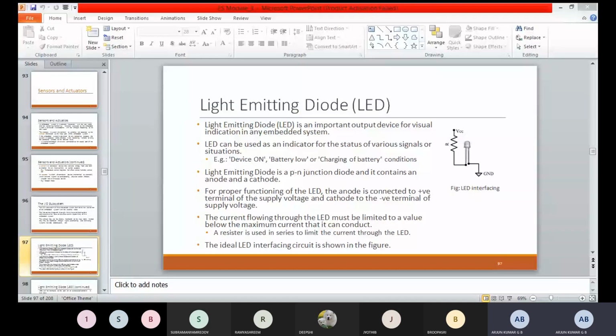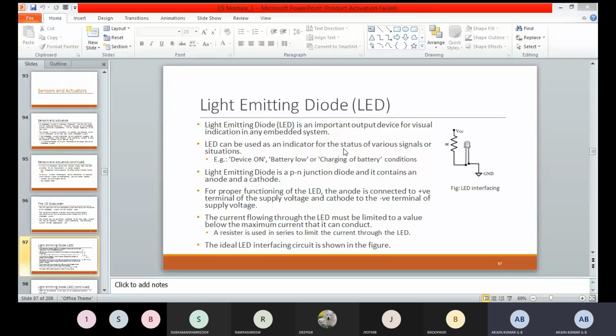Now after this, we should discuss some of the sensors and some of the actuators. Now we are discussing the LED, the light emitting diode. This is an output device. If you are turning on or turning off any system, an indication should be there. Otherwise we don't know whether it is turned on or turned off.